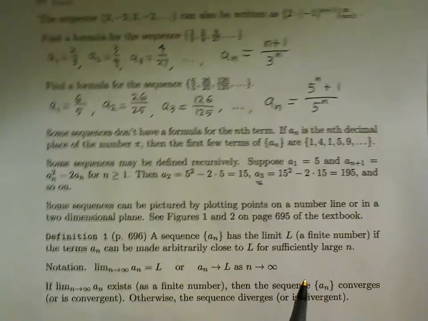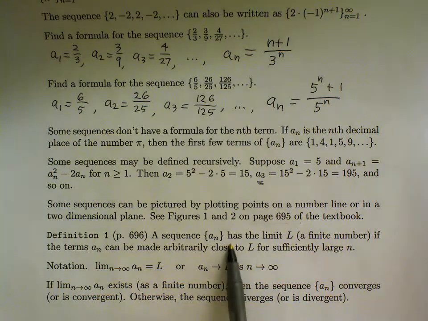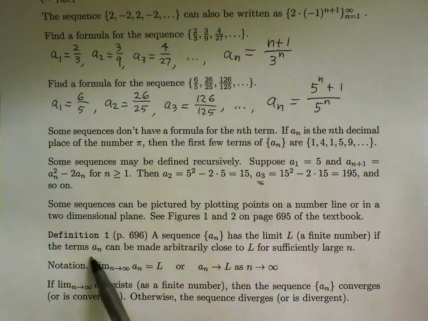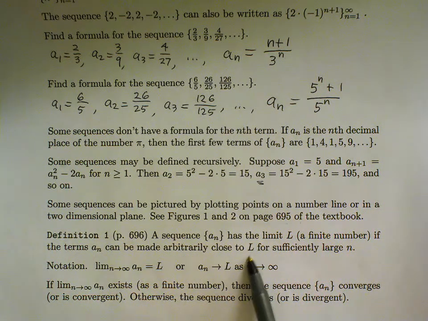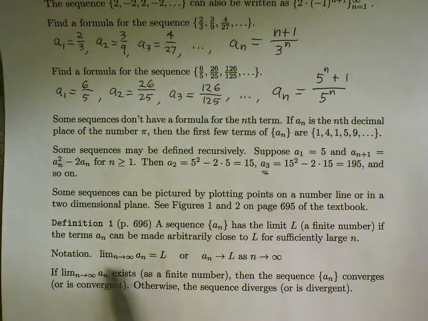First definition on page 696 of the textbook. A sequence of terms a sub n has the limit capital L, a finite number, if the terms a sub n can be made arbitrarily close to capital L for sufficiently large n. The notation: the limit of the sequence a sub n as n goes to infinity equals L, where L is a finite number. This is one notation for the limit of a sequence.